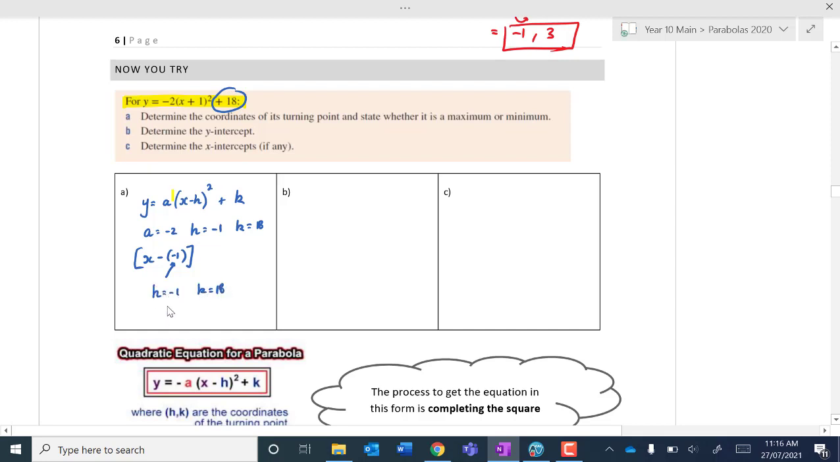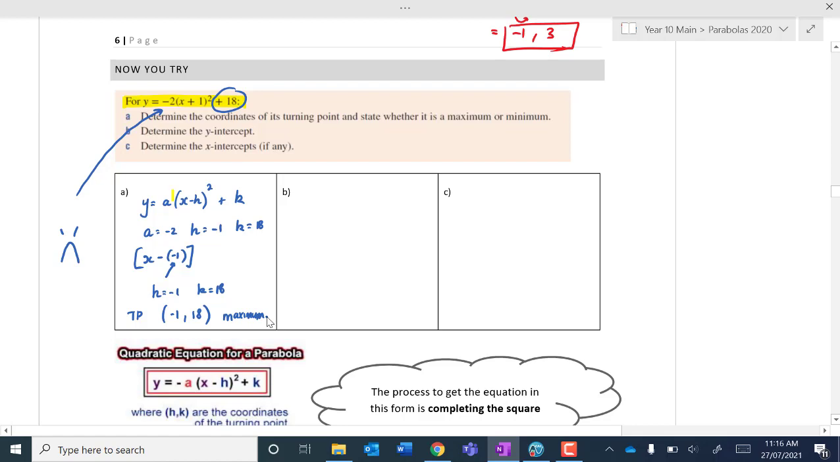If we can identify those, then that means we've got a turning point at (h, k), which is (-1, 18). And if it is a sad parabola, because it has a negative out the front, then that point there, the turning point, is what we call a maximum.